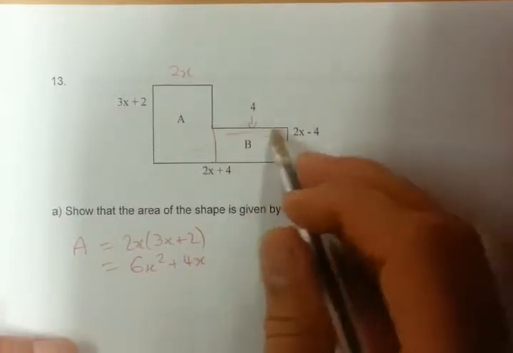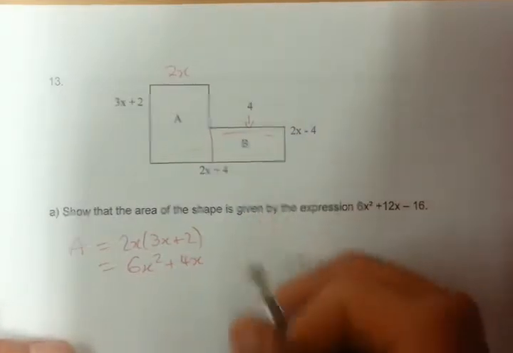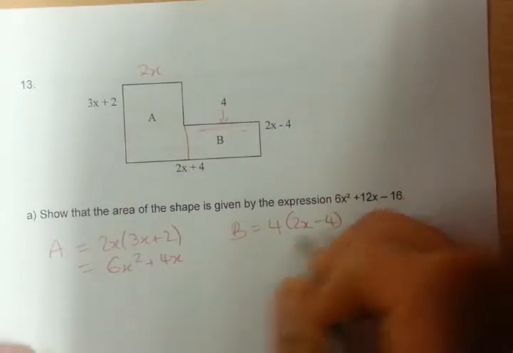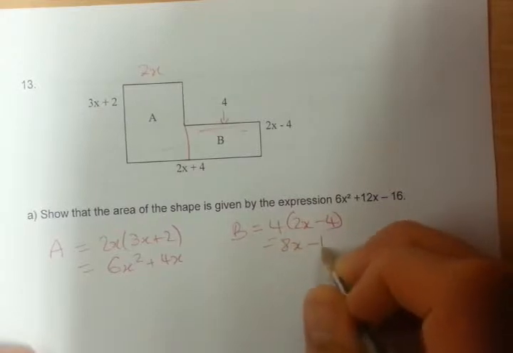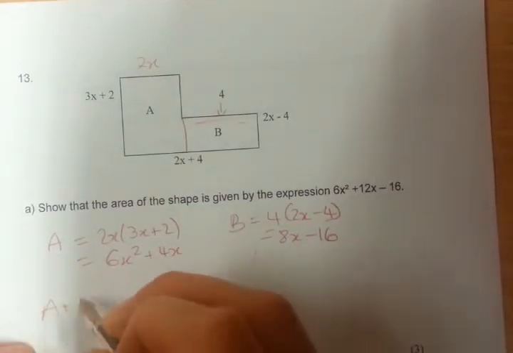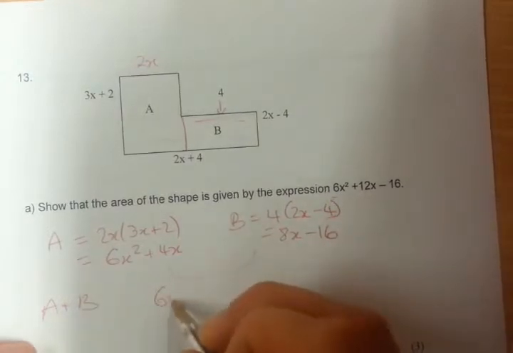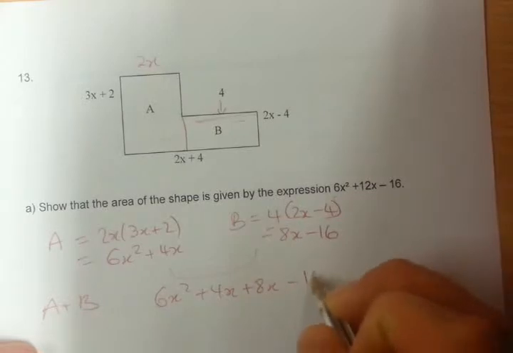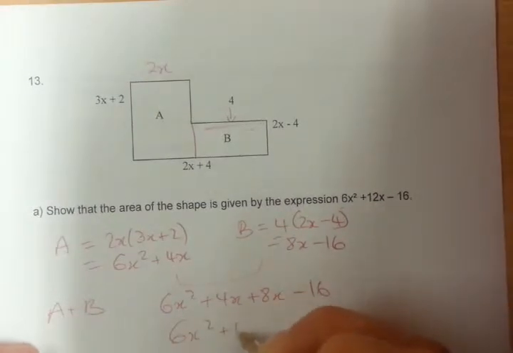And then this would be 4 times 2x minus 4, which would be 8x minus 16. So if you add the two together, a plus b, we do indeed get this, don't we? 6x squared plus 4x plus 8x minus 16, which is 6x squared plus 12x minus 16.